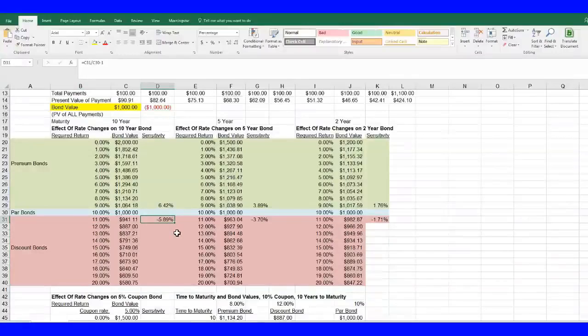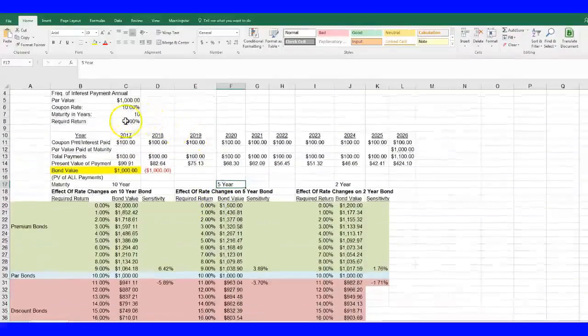So relatively small changes in required returns have a pretty big impact on the value of this 10-year bond. Now, let's take a look at a bond with a 5-year maturity. So again, we have the same coupon rate of 10%.